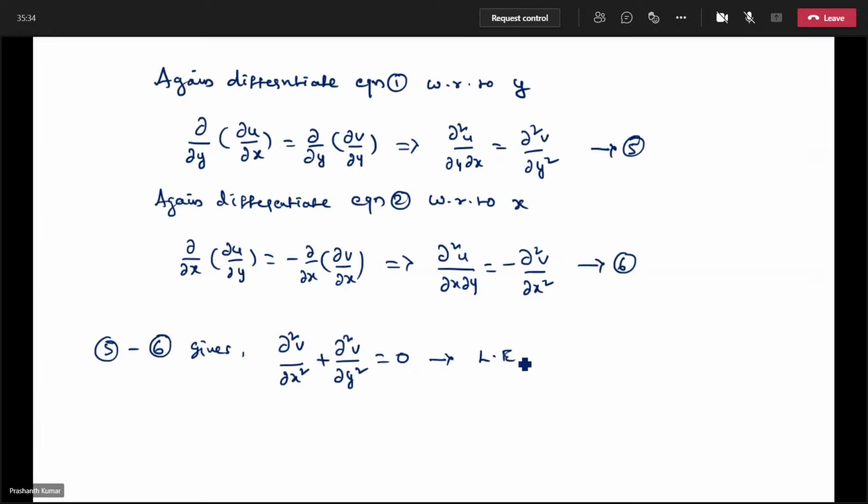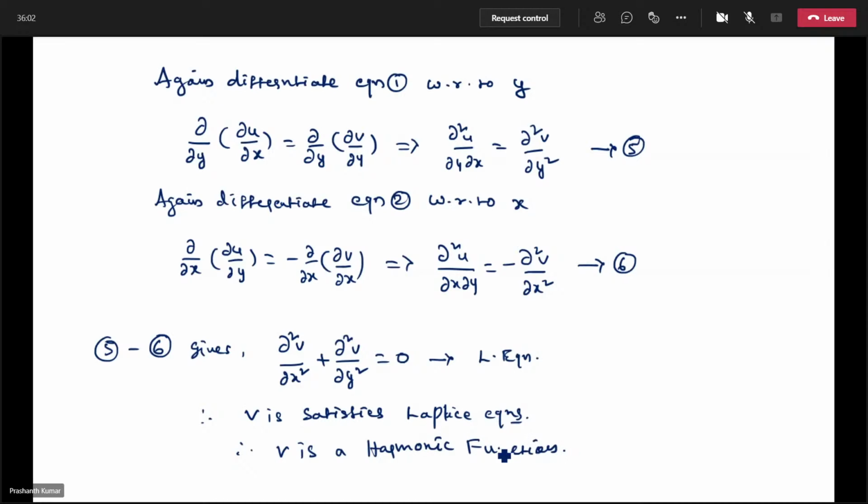This is the Laplace equation. So v satisfies the Laplace equation. Therefore, v is a harmonic function.